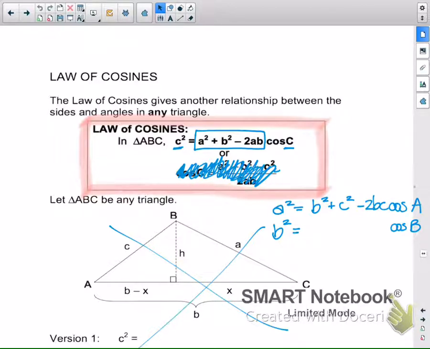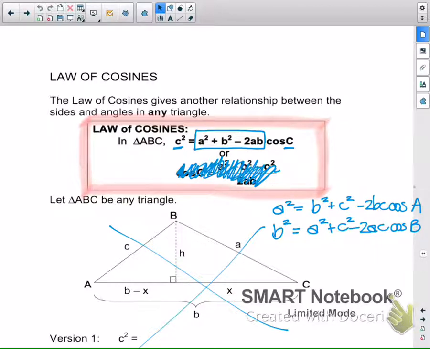A and C, following the same pattern. So I choose to memorize one version of it and just know how to replace the letters to make the other two, because that's easier to me. It's up to you. If you're better at just memorizing, you can memorize all three forms. Okay. On the back in the box is the two places that we use the law of cosines.